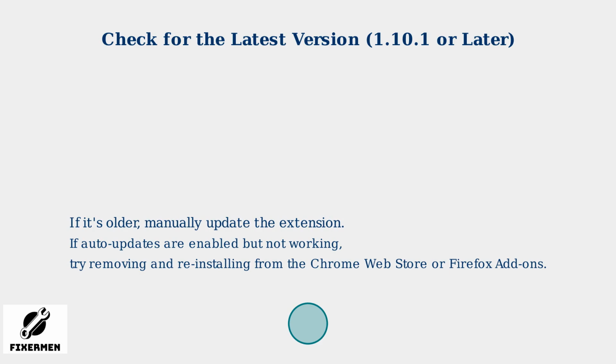issues. Go to your browser's extensions page, e.g. chrome://extensions in Chrome, and check the version number. If it's older, manually update the extension. If auto updates are enabled but not working, try removing and reinstalling from the Chrome Web Store or Firefox add-ons.